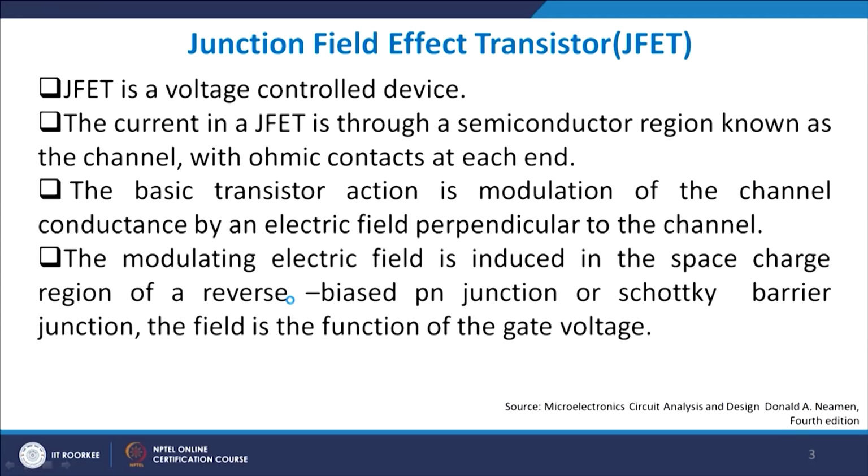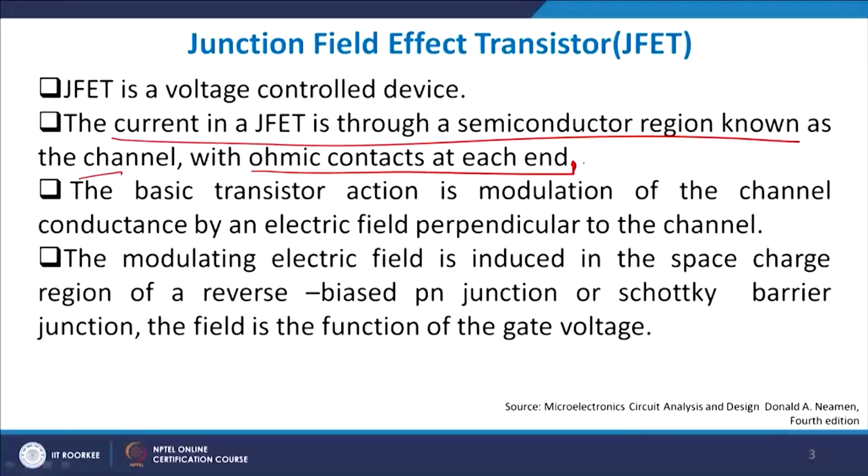Again, as a MOS device, this is also a voltage controlled device, which means that this is basically a voltage controlled current source. So, you will be applying a voltage and the current will be changing on the output side. The current in the JFET is therefore through a semiconductor region known as the channel, with ohmic contacts at each end. Ohmic contacts means contacts which follow a linear current versus voltage graph. This is basically Ohm's law, I versus V. Any contact in which I versus V is a linear graph is basically my ohmic contact.